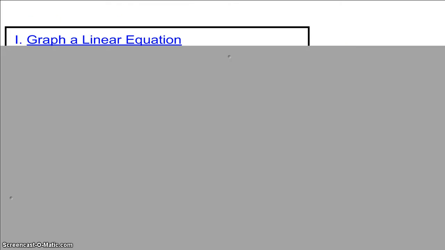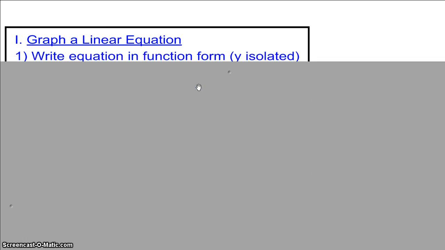Okay, your task is to, oh, we've got to do this, I'm sorry. Let's write the steps to graphing a linear equation. And then your task, of course, will be to graph linear equations. Well, we'll go back. The first thing we do with graphing a linear equation is to put that equation in function form. Isolate y. Once we have y isolated, what did we look for? Anybody? What did we need in order to graph a linear equation?